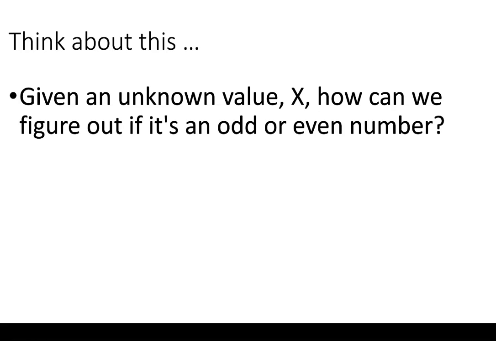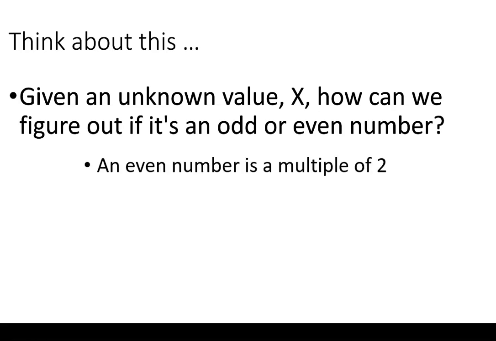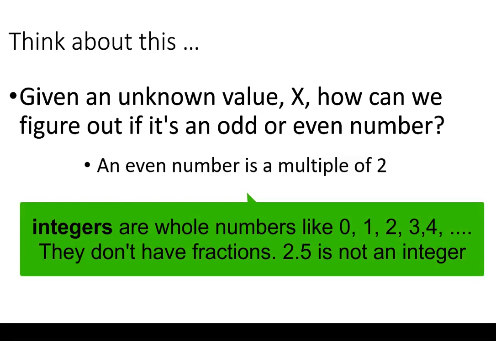If you thought about this, you probably figured out that even numbers are divisible by 2. In other words, an even number is a multiple of 2. So when you divide that number by 2, you will get a whole number, or what we call an integer. These are numbers that don't have fractional components.